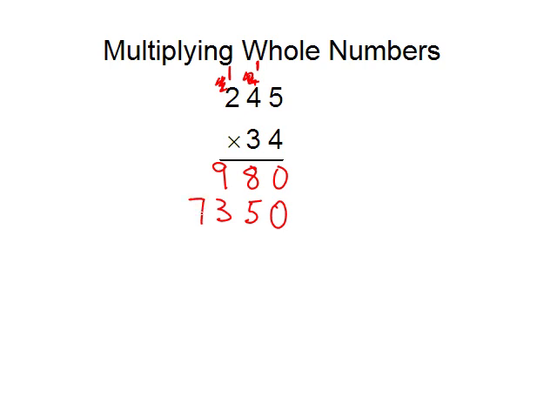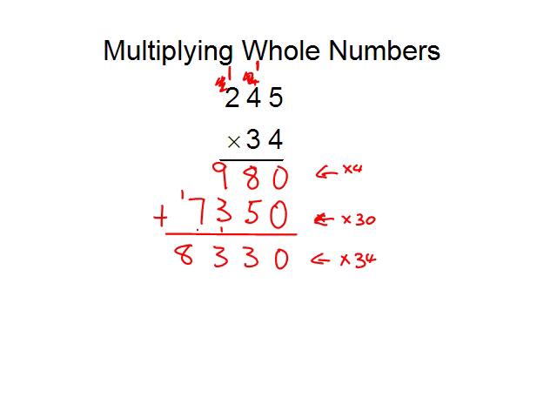Now, underline. So this was the answer here for timesing by 4, and this was the answer here for timesing by 30. So if we add those together, the answer that we get here will be the answer to timesing by 34. 9, 10, 13, 7, 8. So the answer is 8,330.